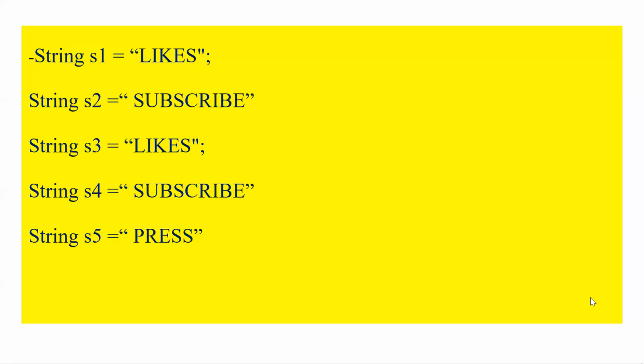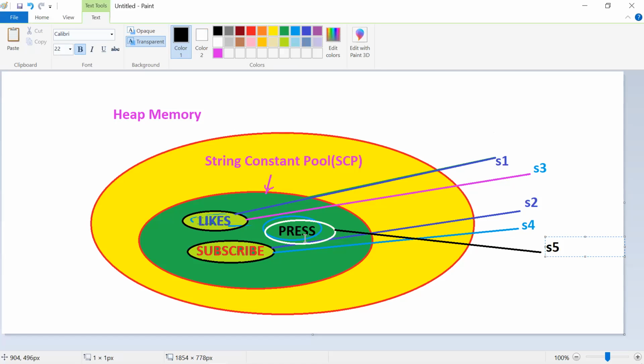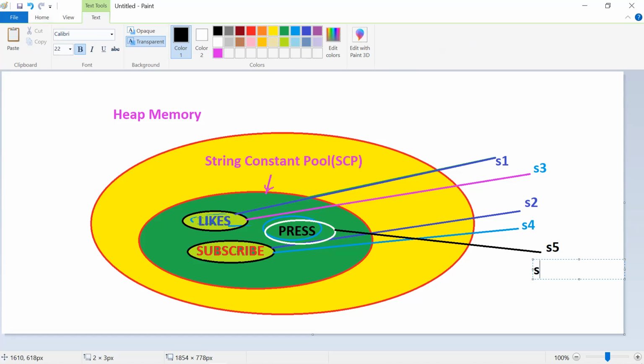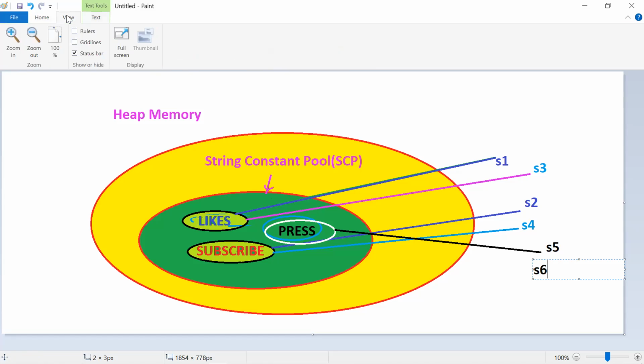Now let's say string s6 = "press". Let's check the string constant pool for "press". "Press" is already present in the string constant pool, so we won't create a new object. We will just pass a reference to it. So we will create a reference s6.